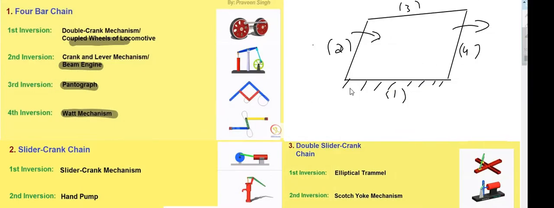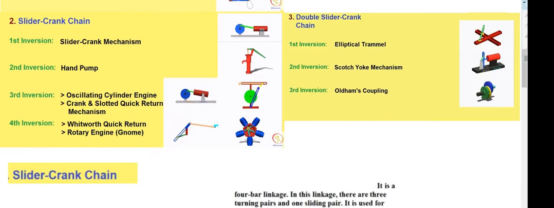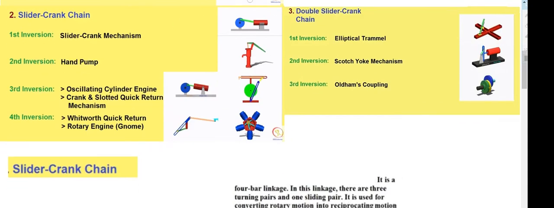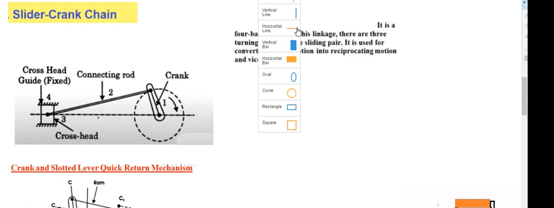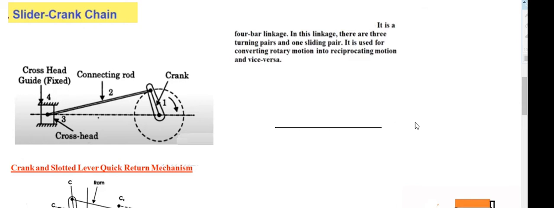Now we will come to what is known as the slider crank mechanism, or slider crank chain. It also has four inversions. We will study the inversions later. First, let us see what a slider crank mechanism is. The slider crank mechanism is actually a modification of a 4-bar chain. I'll show you.